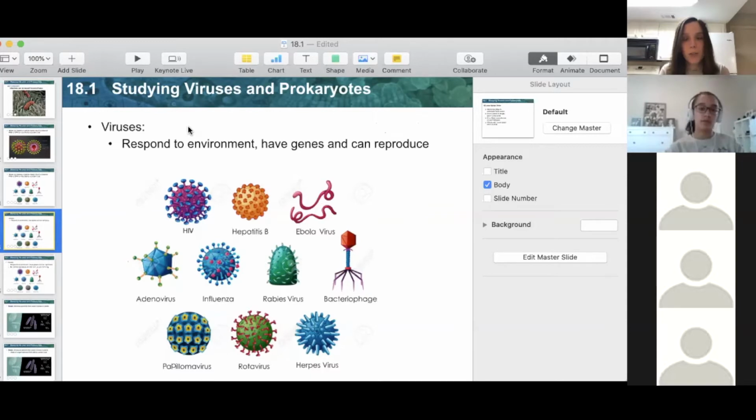So viruses can respond to the environment. They're like machines, so they're not living things. They don't have a brain. They can't think. But just like machines can respond to things, viruses can as well. They can work like machines and they can move and inject things into cells. Viruses have genes. They carry either DNA or RNA, and they can reproduce.